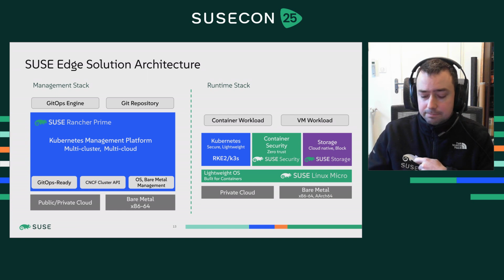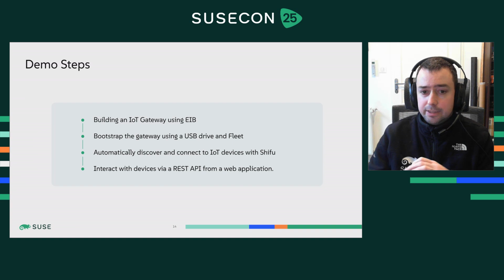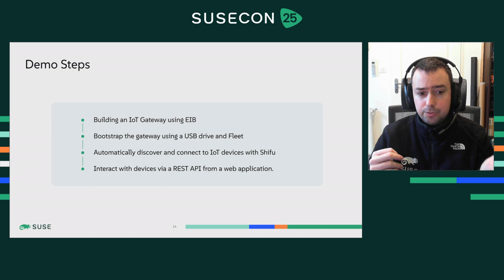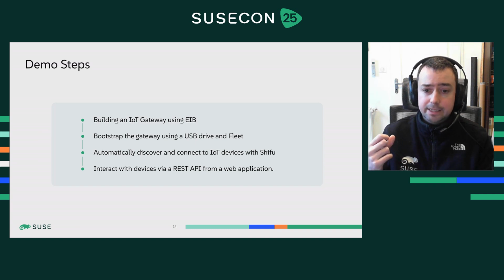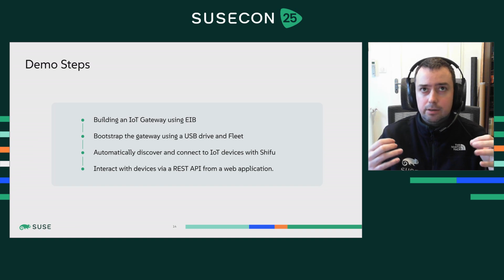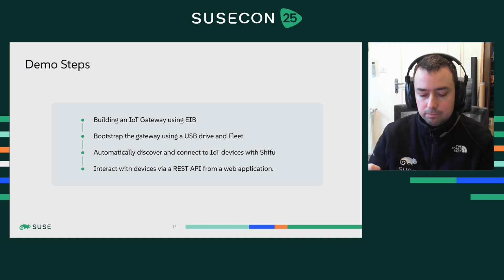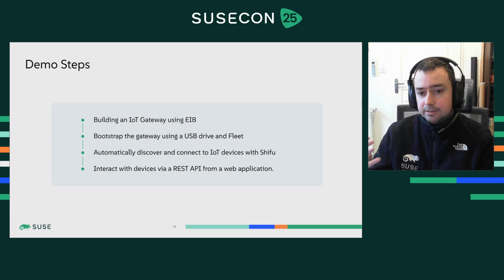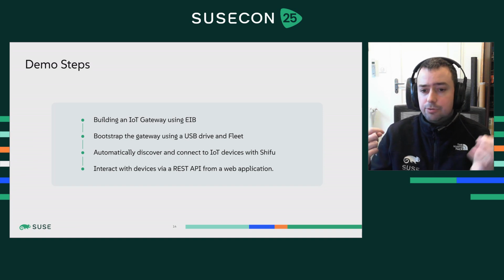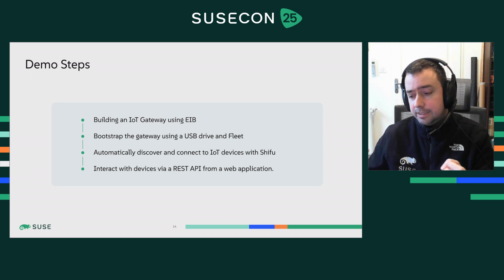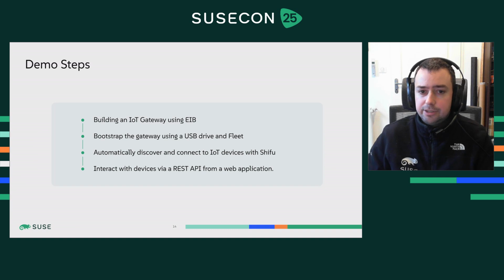And this is basically what we are going to demo and walk through now. It's building the IoT gateway image using Edge Image Builder, and this image will then be used to bootstrap the gateway. That is a simple SBC device, and then using a USB drive for this, and this will then be bootstrapped using Fleet for getting all the configuration to the cluster.